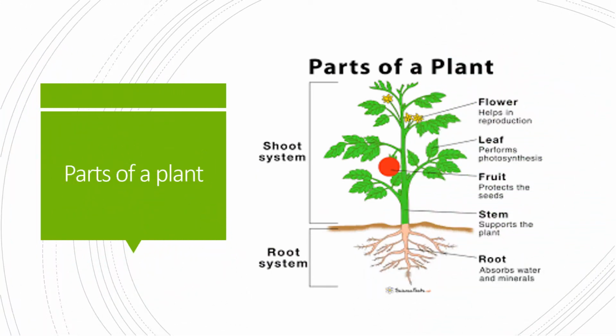A plant is mainly divided into two systems. These are the root system and the shoot system. Now, what is the root system? The root system consists of the root and its branches, and it is present below the soil. Whereas the shoot system mainly contains the stem, branches, leaves, flowers and fruits, and it is above the ground.